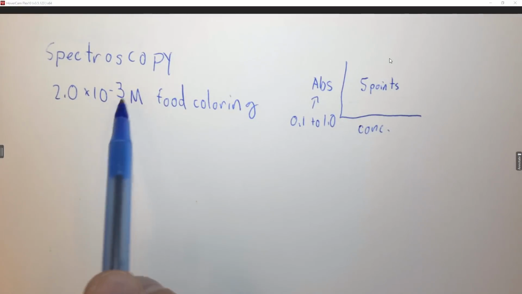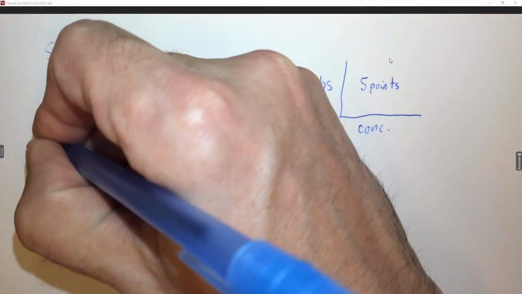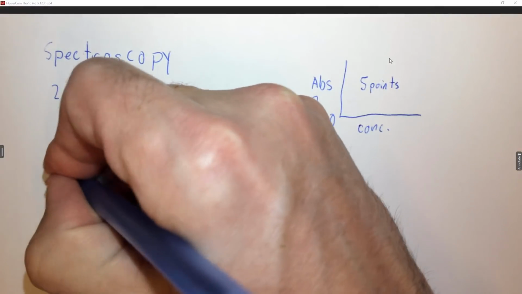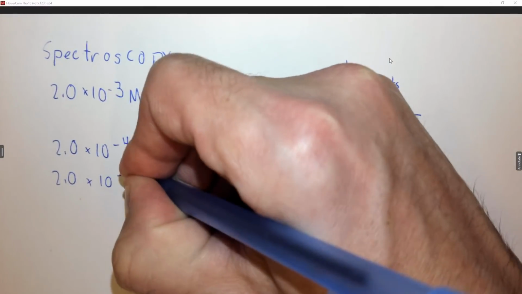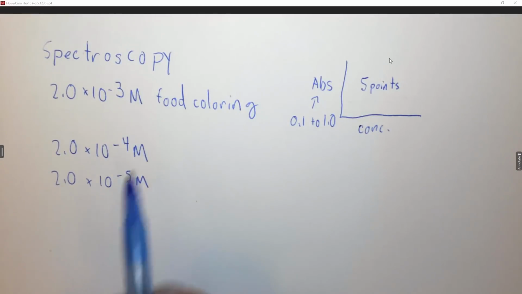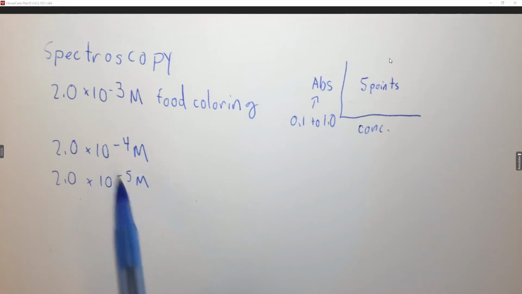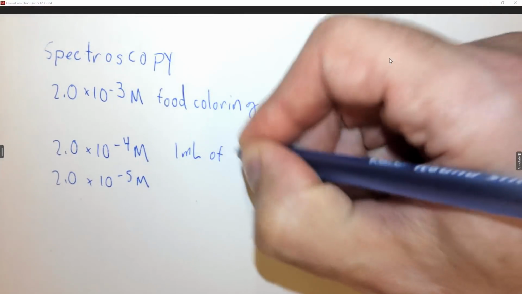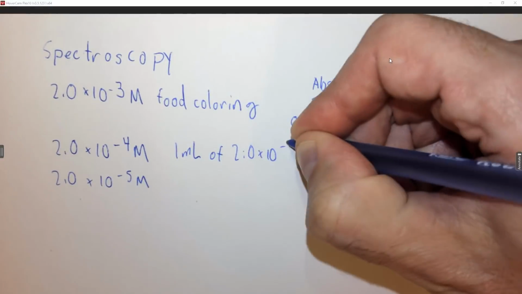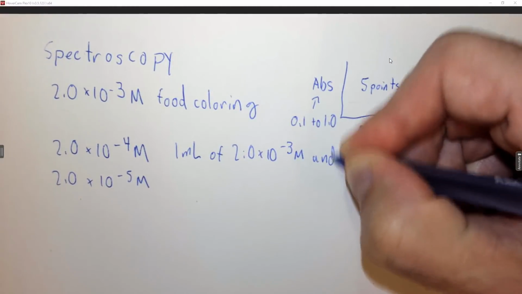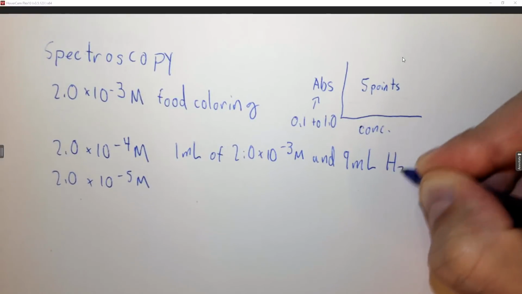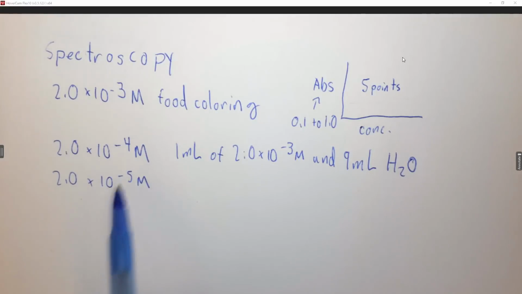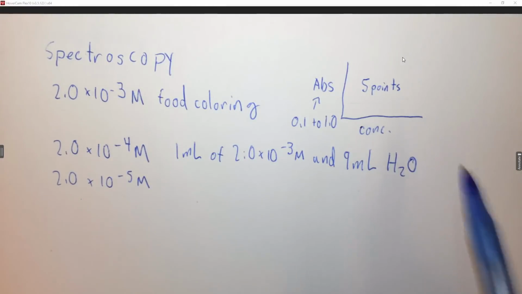So what I suggest you do is make a series of solutions. Say 2 times 10 to the minus 4 molar, and then 2 times 10 to the minus 5 molar, and so on, diluting by 10 each time, minus 5, minus 6 if you need it, by simply taking 1 mL of 2 times 10 to the minus 3 molar and 9 mL of water. You could repeat by taking 1 milliliter of this and 9 milliliters of water to make this. If you want to make it 1 order of magnitude smaller, you could repeat again.